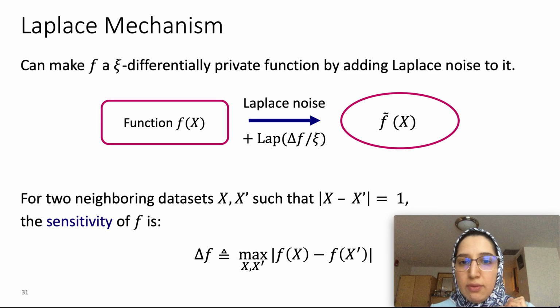What is the sensitivity of a function? If you consider f as a function of the data set, the sensitivity of f is how much the value of f would change if I change one data point in the data set. So if this value is high, then to hide the changes in the underlying data set, I need to add a larger noise. That's why the Laplace noise magnitude depends on delta f.